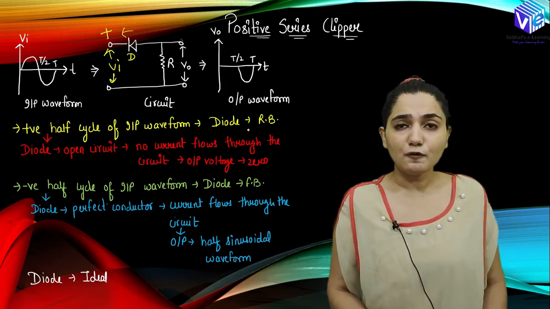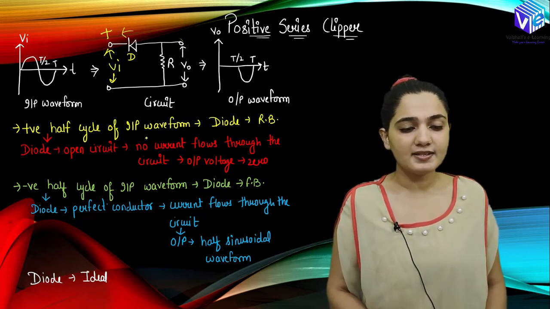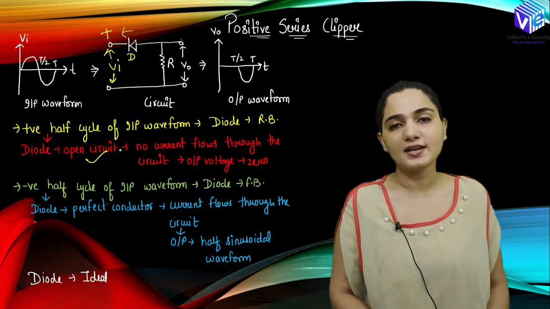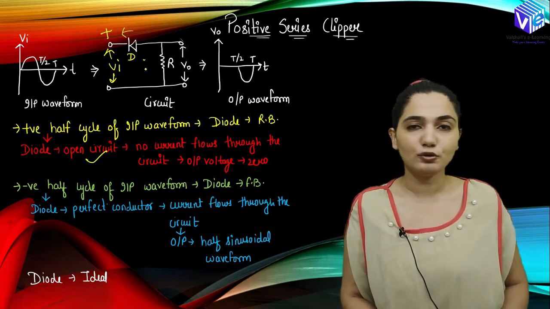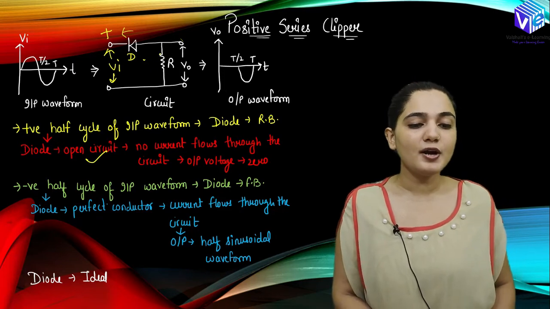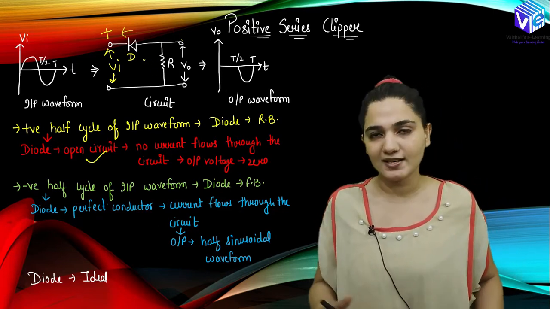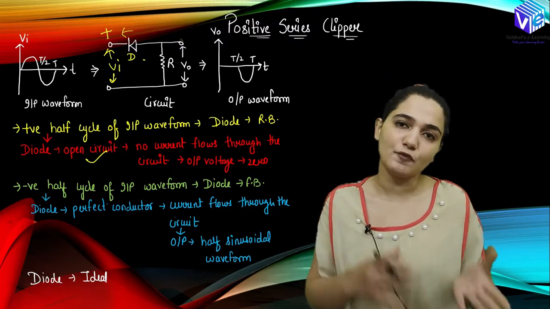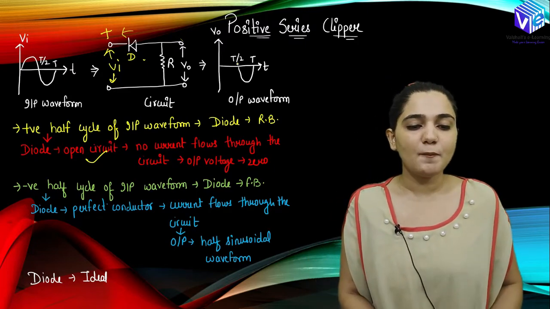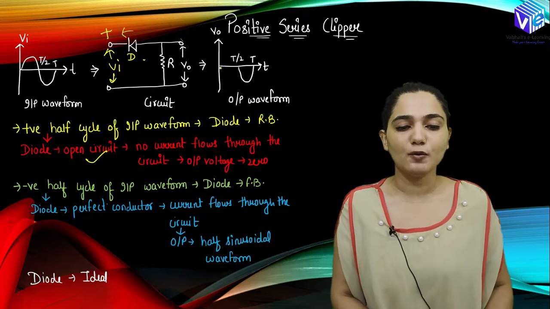In this case, the diode will be behaving like a reverse biased circuit, and it will be an open circuit now, right? So when it is an open circuit, no current will flow through this circuit, and we will not get any voltage across the resistance, because when we have zero current across the resistance, the voltage would be 0. So during the positive half cycle we will be having 0 voltage.